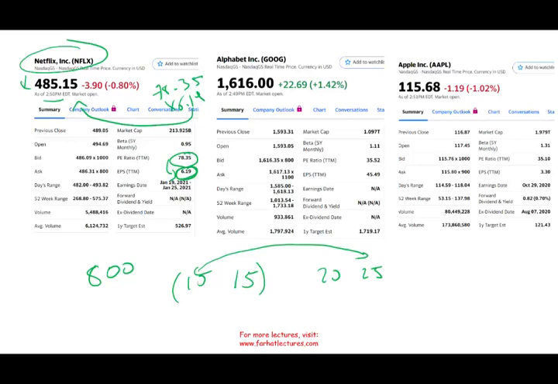If somebody thinks Netflix should have a higher PE ratio, if they think it should be 100, then 100 times 6.19, the price should be $619. So it all depends on what you think is going to happen to Netflix. Although Netflix is still growing.